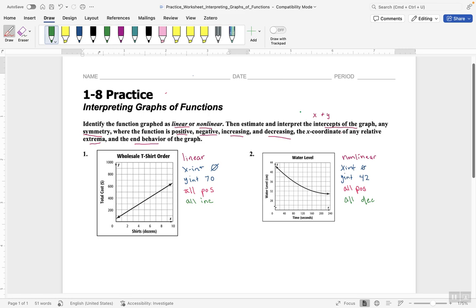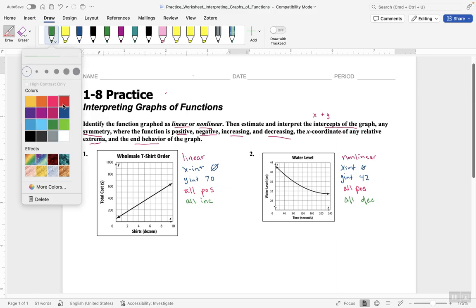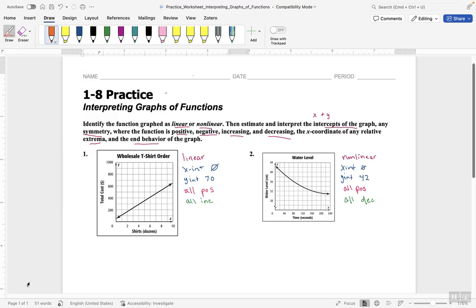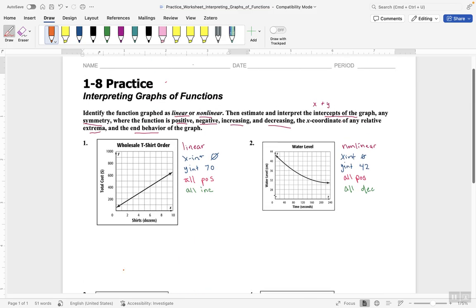All right, then we go to relative extrema. So relative extrema is a point that's a turning point in a graph. If you have a graph that goes up and then down, or down and then up, or a whole bunch of times, those are extrema. This is called a relative max, and this is called a relative min. We'll just say max and min.